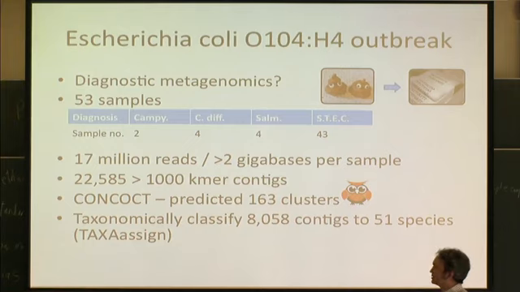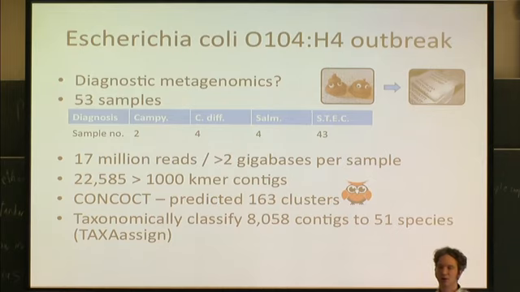So could we extract the outbreak E. coli directly from fecal samples without doing any culturing? So they generated 53 samples. 43 turned out to be actually from Shiga toxin E. coli in individuals. They got roughly 17 million reads per sample, and then we did this big co-assembly again, and we ended up with 22,000 contigs of greater than 1,000 base pairs. So we then ran CONCOCT on this data set, and we ended up with 163 clusters.